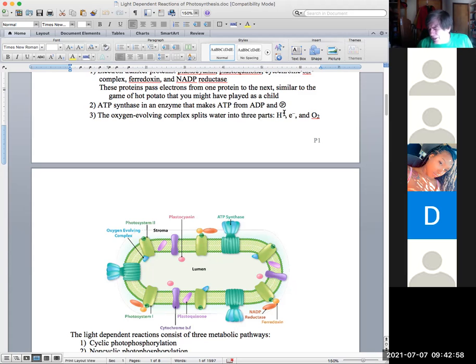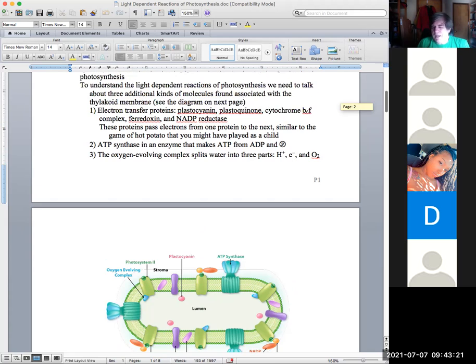And then it takes the hydrogen atoms and it separates. Remember, hydrogen has one electron and one proton. It separates the electron from the proton. So we get an electron by itself. Electrons have a negative charge. And we get a proton by itself, and protons have a positive charge.